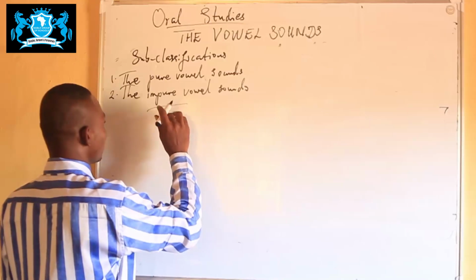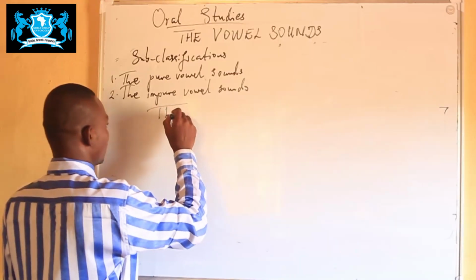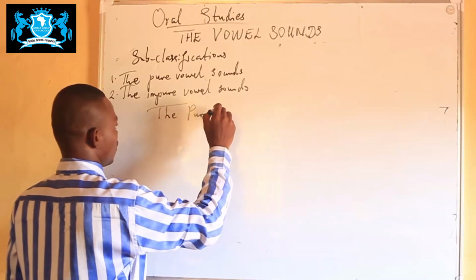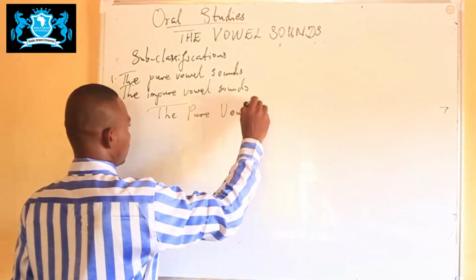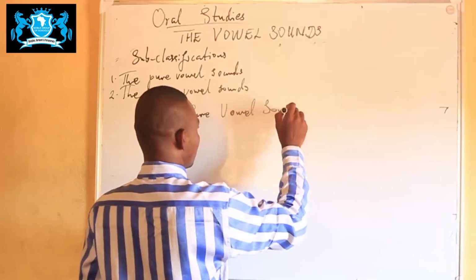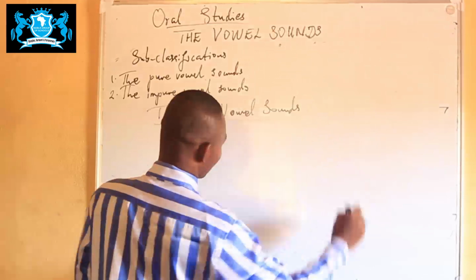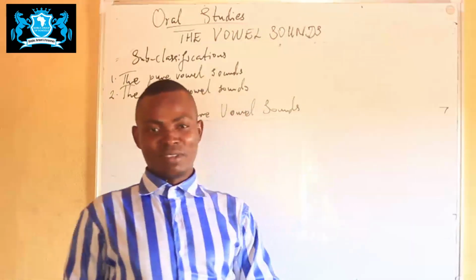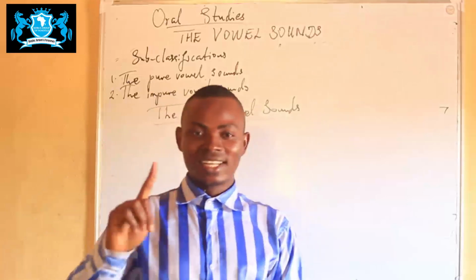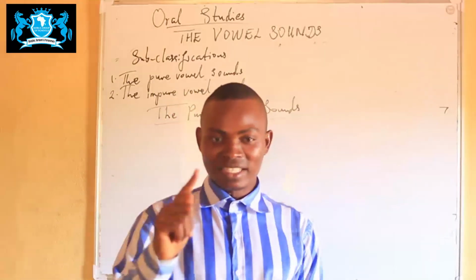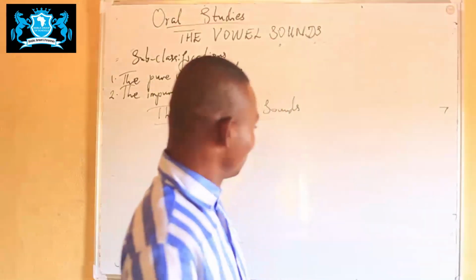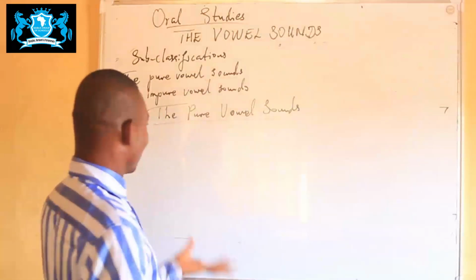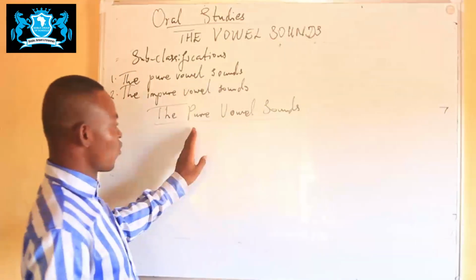We simply write the pure vowel sounds, and we underline. The word pure simply means mono, one, single, uncombined, undiluted. We can still use the word plain to describe or define the word pure.